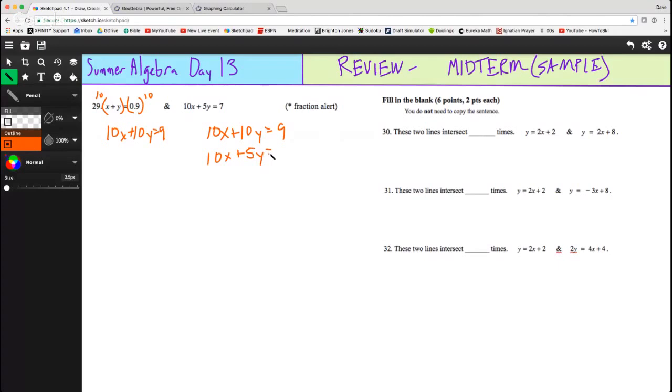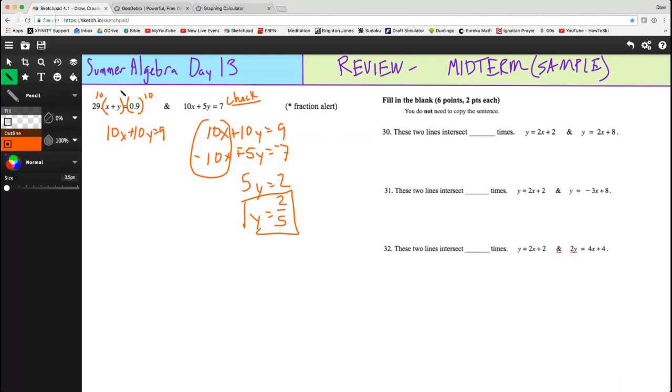So I'm going to do elimination here. Watch this. The whole bottom one becomes negative, and I can then eliminate my x's, and I get 5y equals 2. So y equals 2/5. So I'm going to check here, and I'm going to use this one to find my x over here.